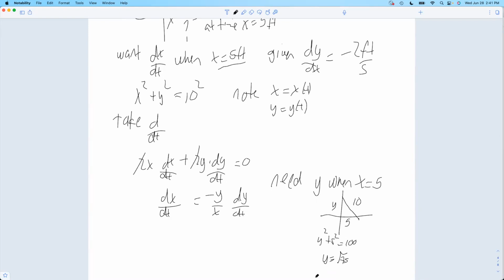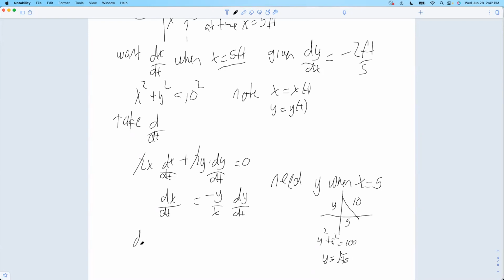So again, that's at one particular moment in time, and notice I never found that time. I never say this happens at 2 seconds. I don't care about the time. But at some moment, x equals 5, and at that same moment, y equals square root of 75. This side is going down at a constant rate, 2 feet per second down. That's why it's negative. I want to know how fast this edge is moving out at that moment.